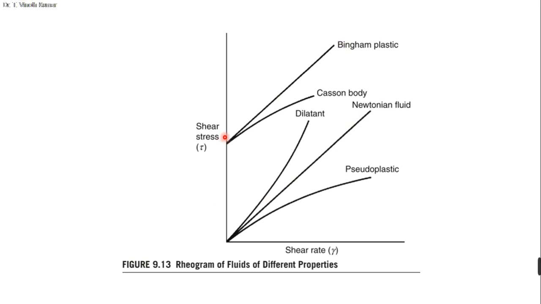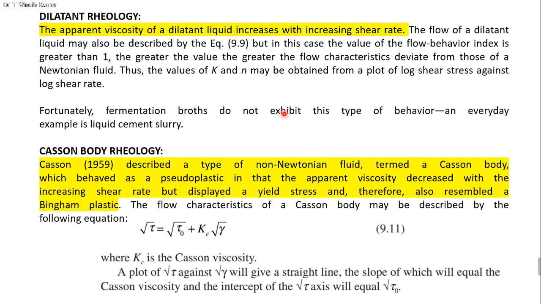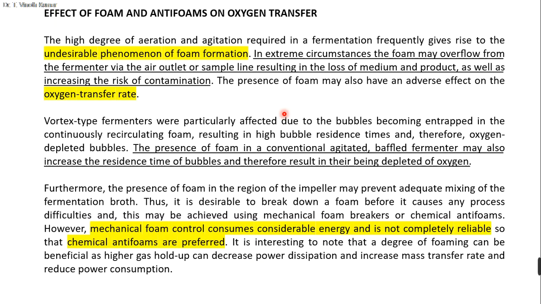That means the shear stress for starting the origin of Newtonian fluid is 0, while the shear stress is a little higher for the Bingham plastic. That is the only difference. But Bingham plastic and Casson body both are similar and have a similar pattern, but there will be a slight shear stress difference. And this is the dilatant rheology and Casson body, and everything is covered.